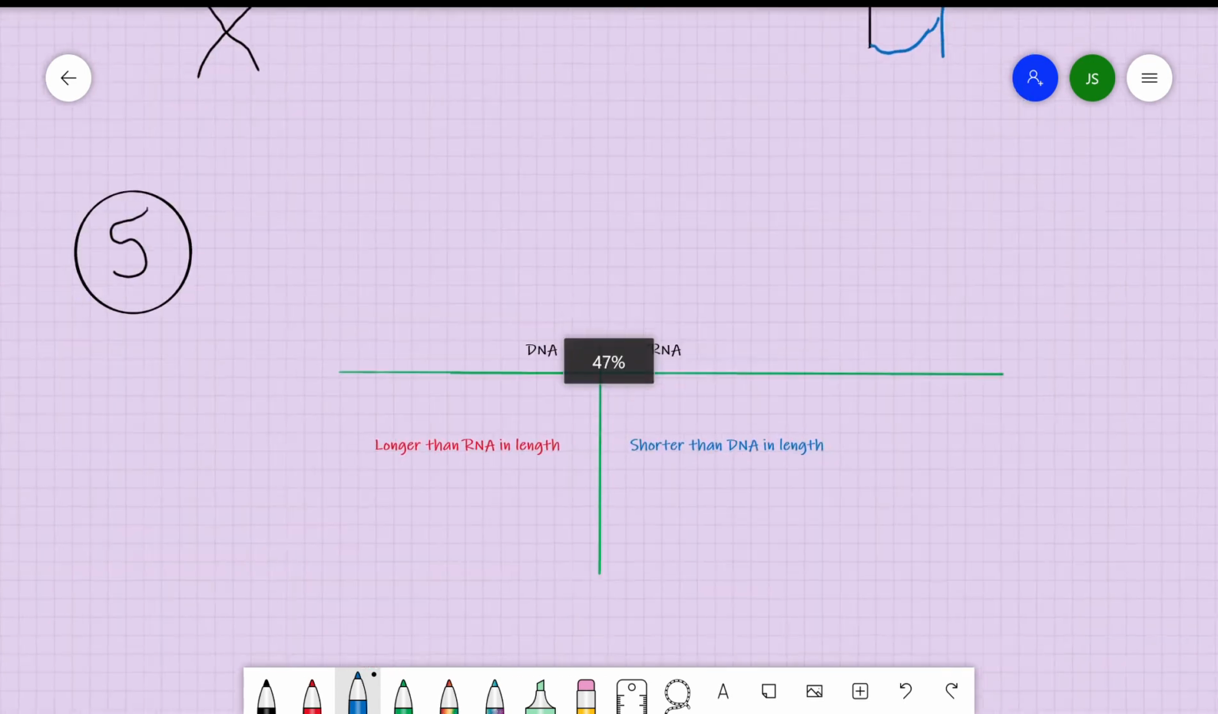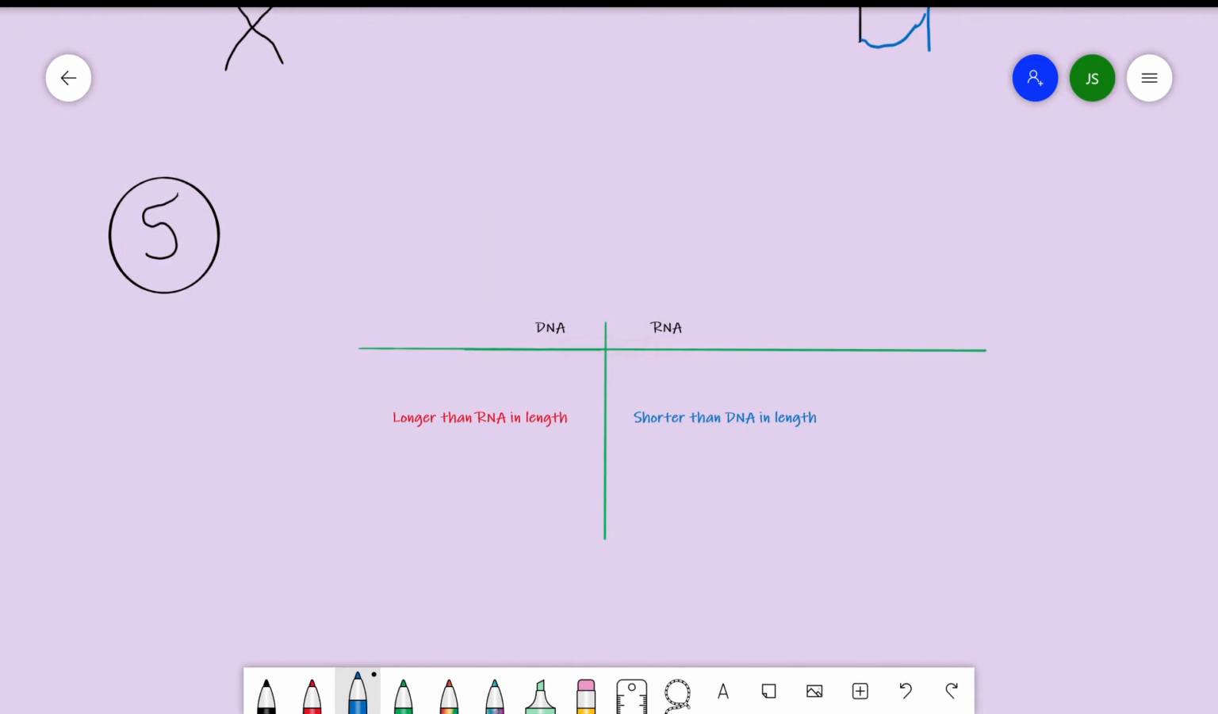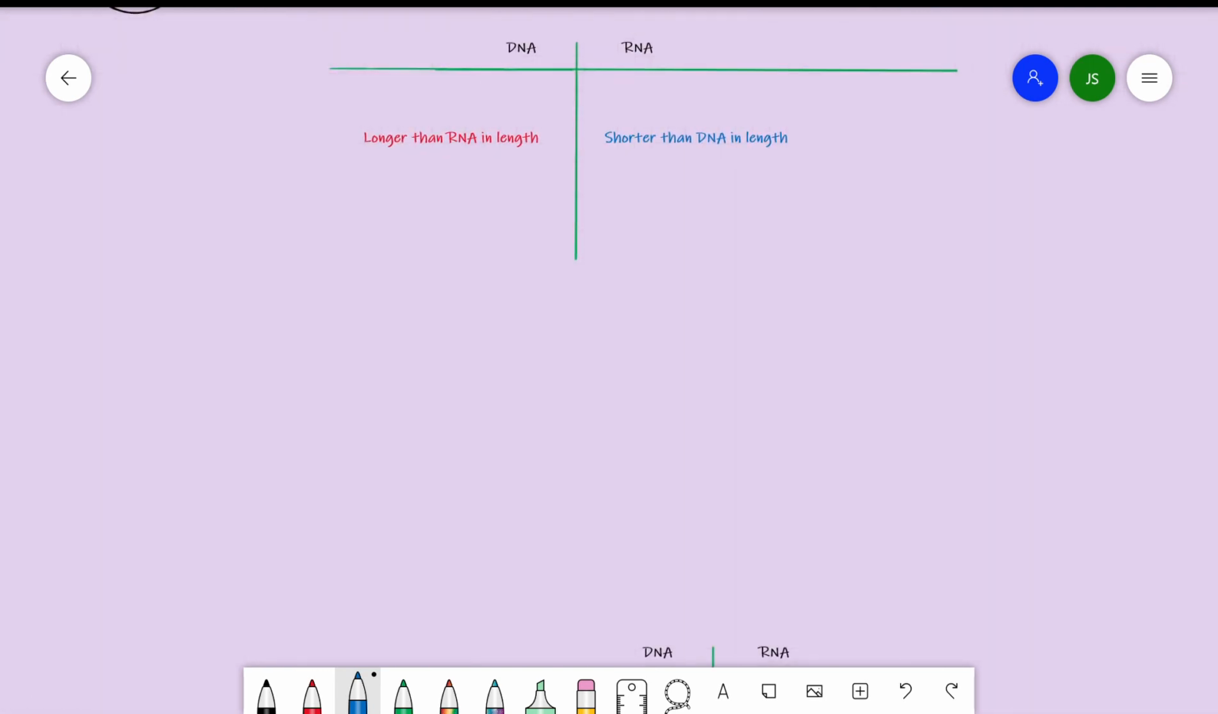Fifth difference, DNA is longer than RNA and RNA is shorter than DNA. A quick way of remembering this is that DNA, to spell deoxyribonucleic acid, is longer than to spell ribonucleic acid. That is a quick way of learning that.